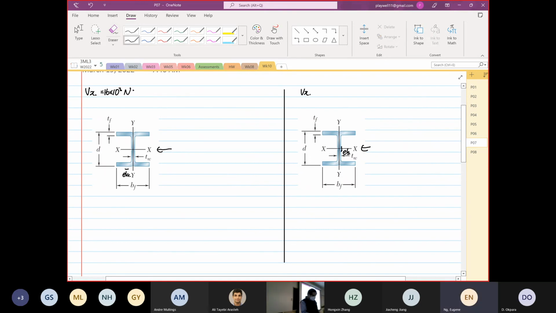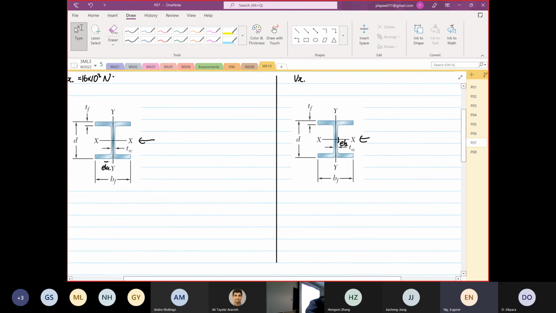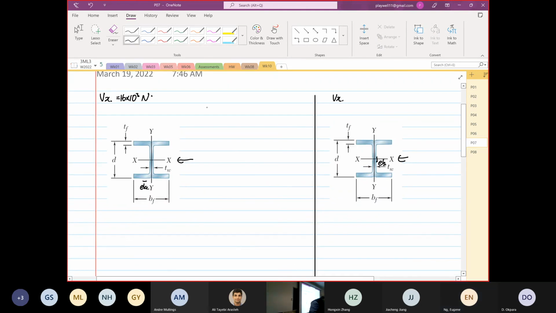If we look at the Vx formula, the shear is equal to Vx over Iyy, times Qy over T. So we know Vx is equal to 16 times 10 to the power 3. Iyy.